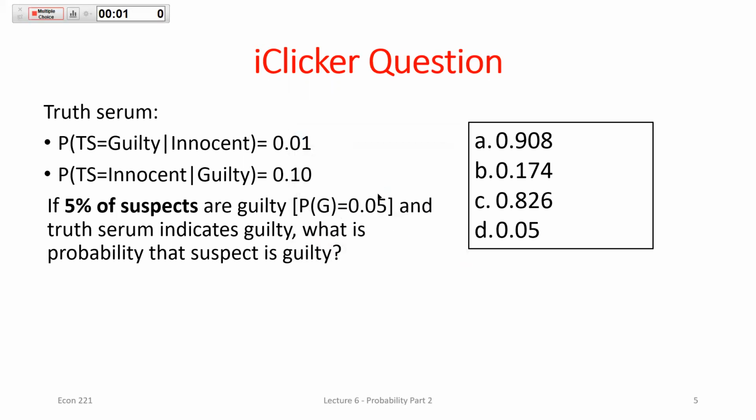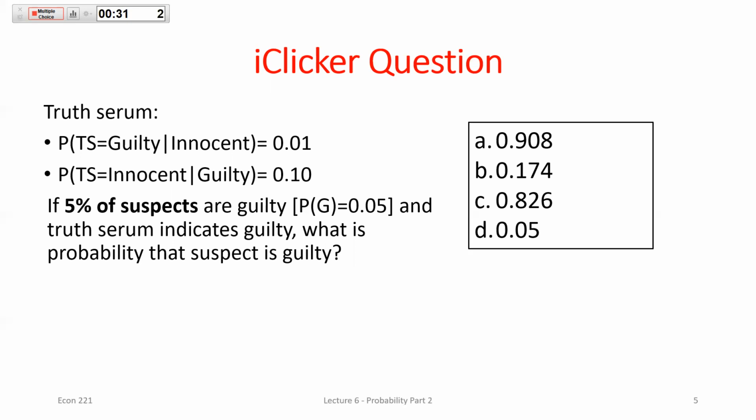Right? So we have the exact same setup, but now I'm interested in, given that the truth serum indicates guilty, what's the probability that the person actually is guilty? Right? So we're going to be conditioning on an outcome of the test, that the truth serum makes them say they're guilty. But now we want to know what's the probability that they are actually guilty.